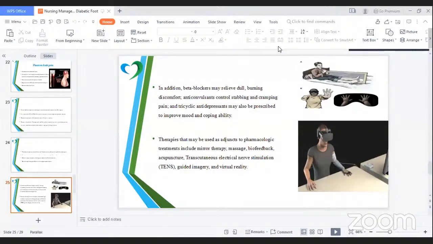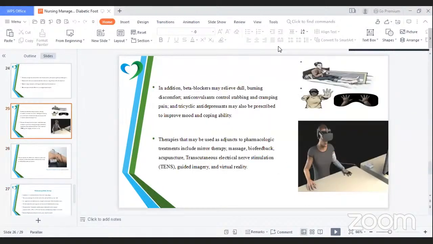In addition to beta blocker, antidepressant may also be prescribed to improve the mood. The most important part here is the therapy besides the pharmacological treatment. It includes mirror therapy, massage, biofeedback, TENS, and virtual reality.